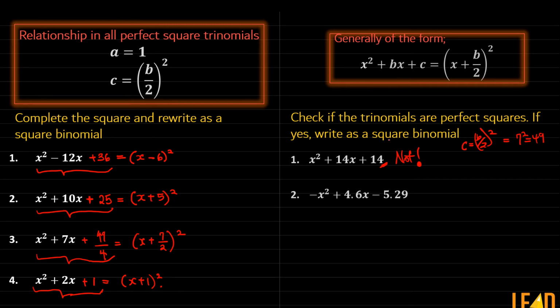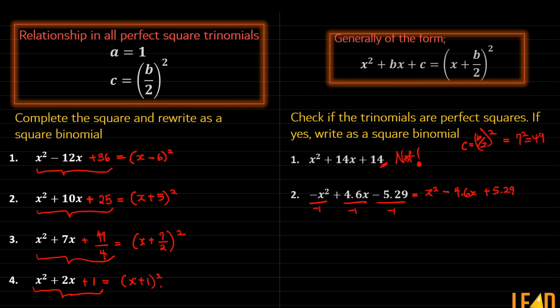Okay, let's look at this one. First of all, my a is supposed to be 1, which it isn't. So what we do here is we'll divide through by 1, or factor out 1. But for the sake of this course, we'll be dividing by 1. So let's divide everything here by -1 rather, so that we can have our a as 1. So if we divide everything here by -1, we're going to have x squared minus 4.6x plus 5.29, right?